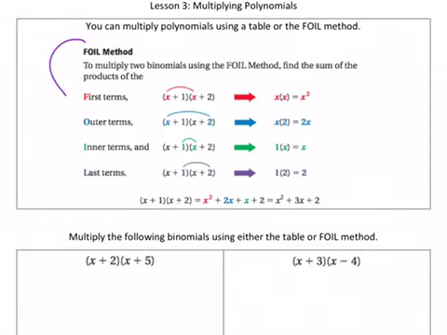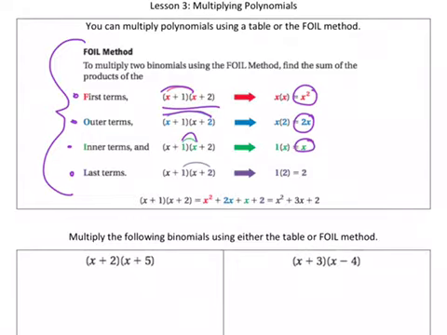So the FOIL method is pretty much spelled out with you right here. So if you're multiplying two binomials, this is what you would do. FOIL is an acronym, and it stands for first term, outer terms, inner terms, and last terms. So in this example, the first thing you would do is multiply the first terms together. X times x is x squared. Then you would have the outer term, so x times 2 is 2x. The inner terms are 1 times x, which is x. And then the last terms are 1 times 2, which is 2.